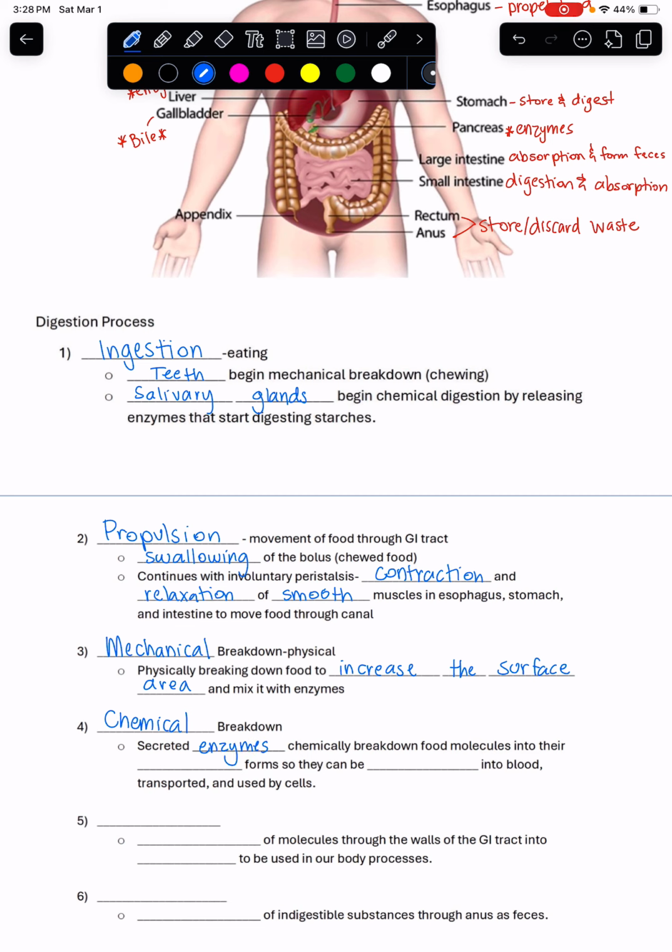So the produced enzymes are going to chemically break down the food molecules into their simplest forms so they can be absorbed into blood, transported, and used by cells. When we get them into small enough pieces, these enzymes can break it down even further, kind of like dissolving our food, into really tiny forms so that they can be absorbed into our blood, transported, and used in our cells.